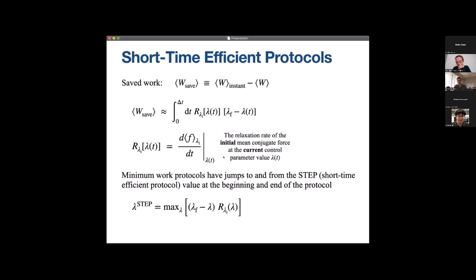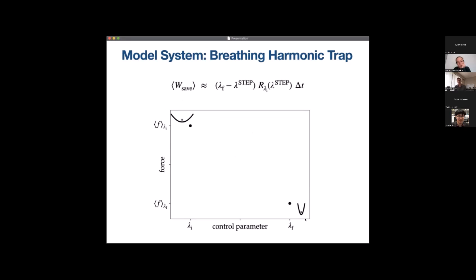And then mathematically, this is what the optimization corresponds to. This is just maximizing the argument up here. And if you do this type of protocol, this is how much work you're going to save. Now, this is a bit more instructive if we, instead of just looking at some equations, look at a plot. I really like this kind of plot that I'm showing here, which is a force versus control parameter diagram, which is really nice because when you plot things in this way, then work is given by the area under the curve on this type of plot.